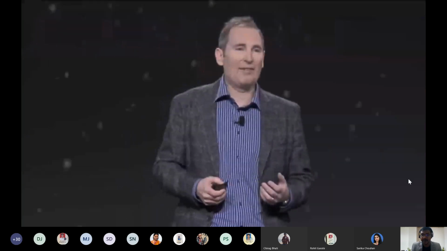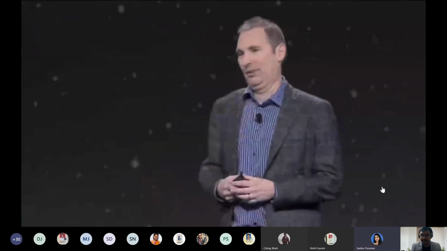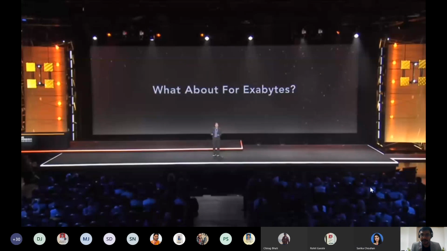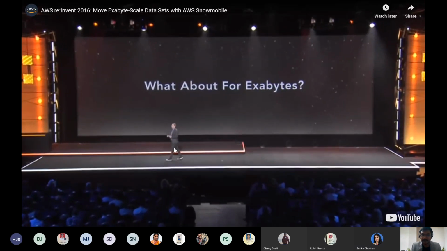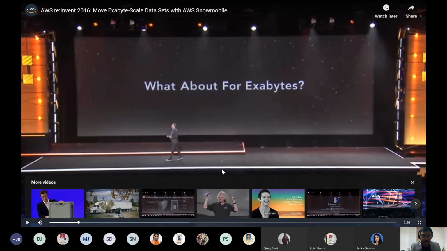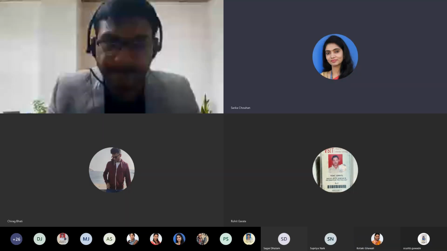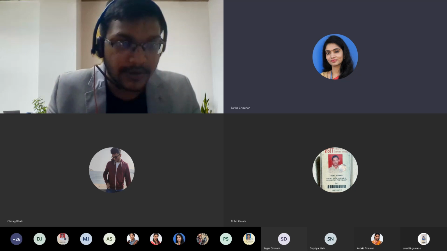Are you able to hear audio also? No, no. So you're not able to hear audio, Sarika? No, no, there is no audio. You just have to select the system audio while sharing. Just select the system audio. Oh, okay. Yeah, got it. Thank you.